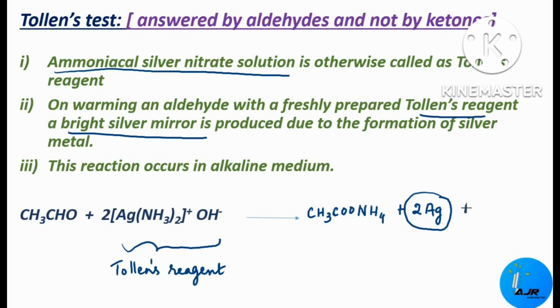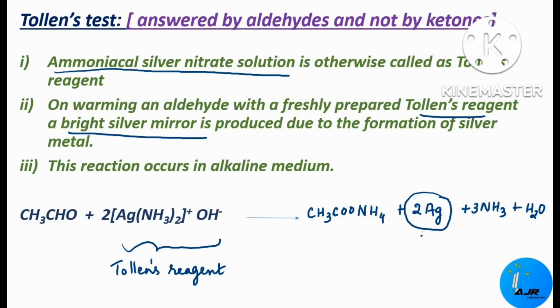So along with this, you'll get the product ammonia. Okay, NH3 will also be produced, so ammonia plus water molecule. So this silver is responsible for the formation of the bright silver mirror when an aldehyde is added to Tollen's reagent. Understood, students?